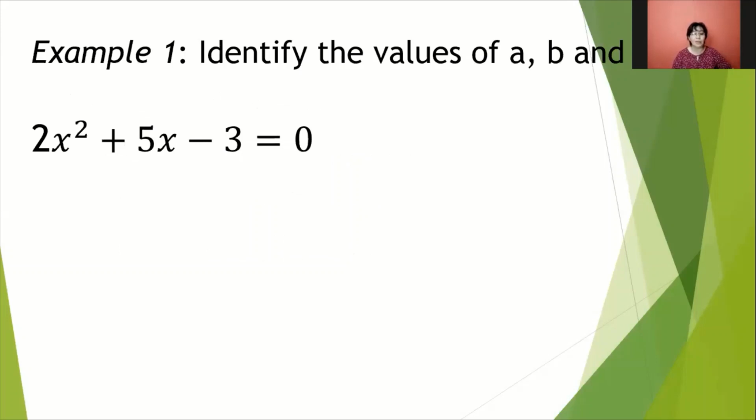Now, example. Identify the values of a, b, and c. You just identify the values of a, b, and c, or the numerical coefficients of the quadratic term, linear term, and constant term. Obviously, here in the given equation, the value of a is 2. The value of b is 5. And the value of c is negative 3. Okay. You have to consider the sign.